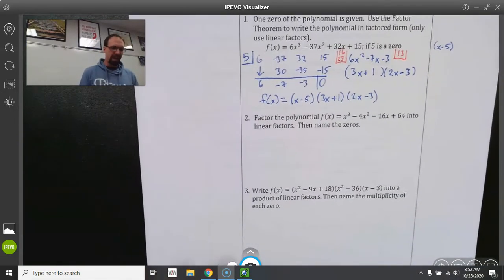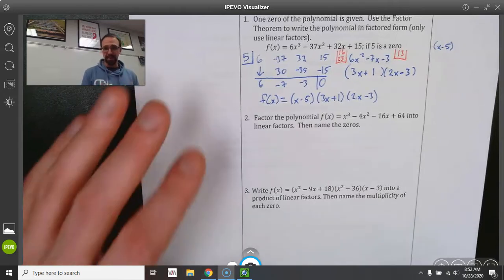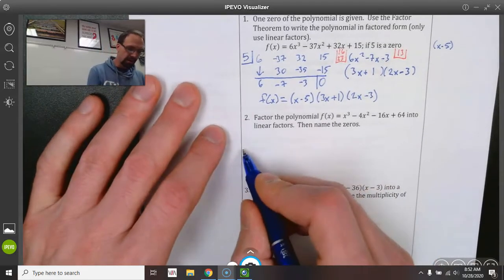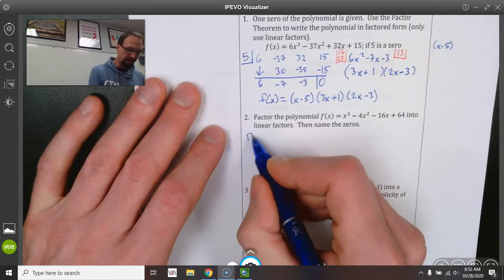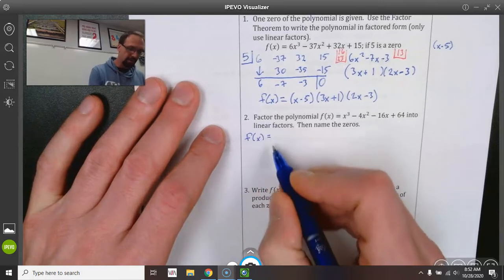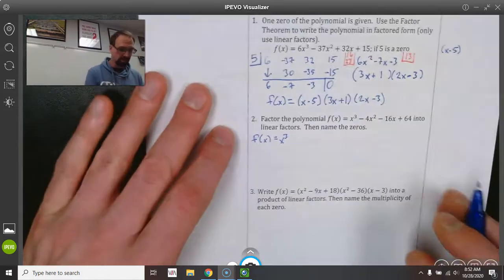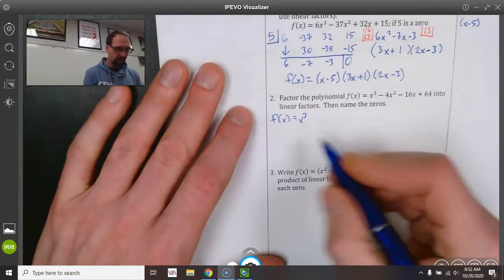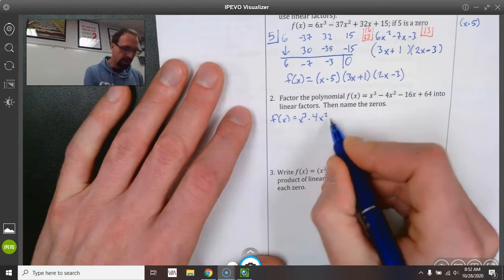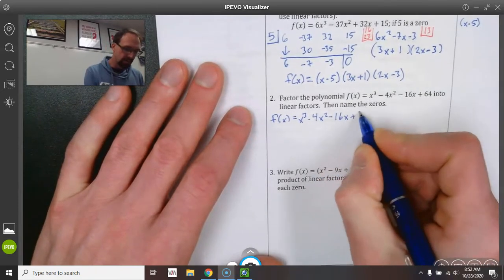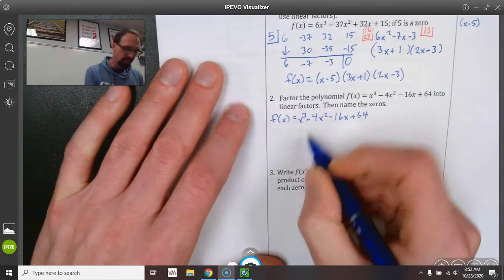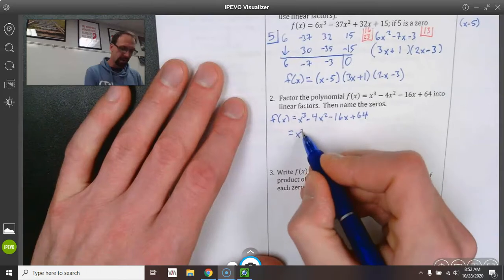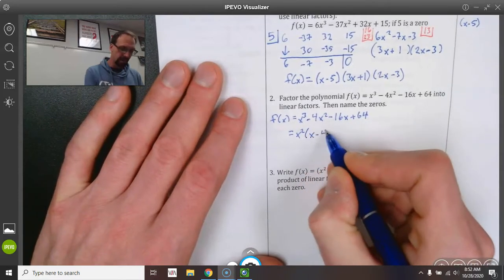For number 2, it says factor it. It doesn't actually give me any of the zeros. In this case, that tells me that it's already in a form that I can factor with information that we've used previously in the course. So for this case, x cubed minus 4x squared minus 16x plus 64. This looks like factor by grouping. And I factor out an x squared from this, I'm left with x minus 4.